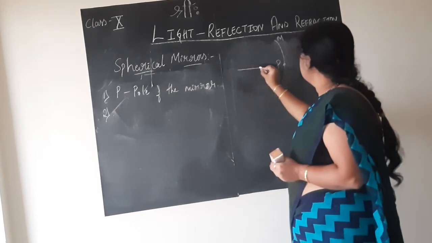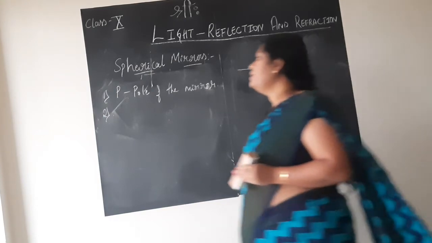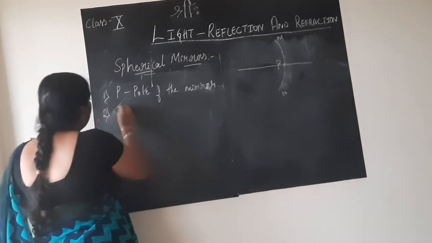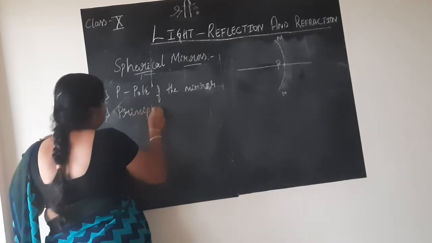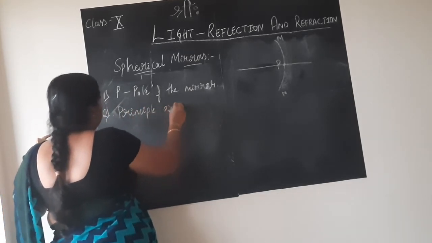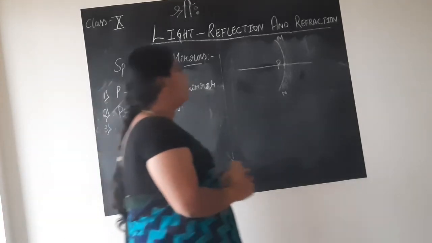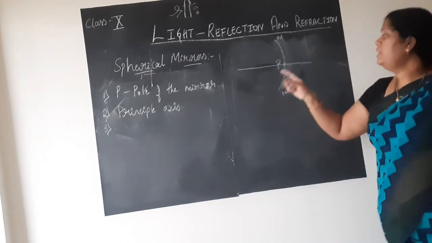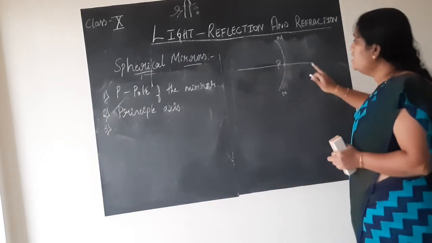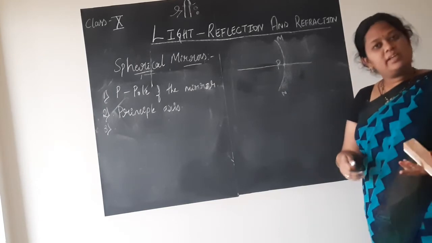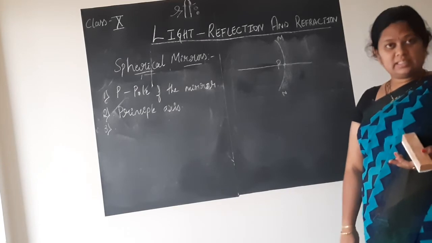There is a line which will pass through the pole of the mirror, and it is called the principal axis. Step by step, remember. Principal axis is the second term which we are going to learn now. What is the pole? It is the center of the mirror. What is the principal axis? The line passing through the pole is called the principal axis.